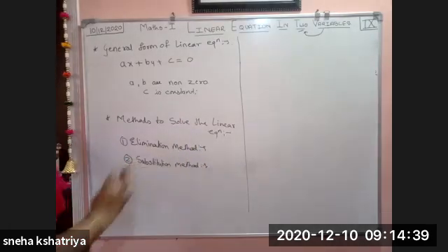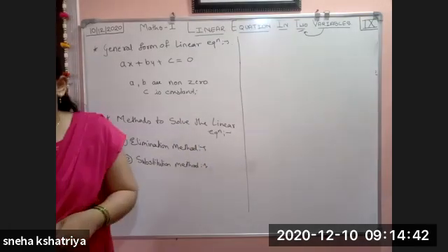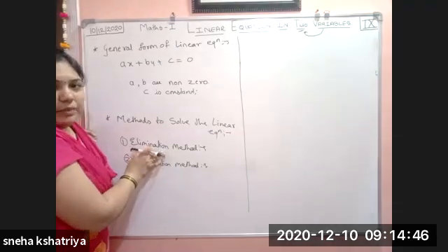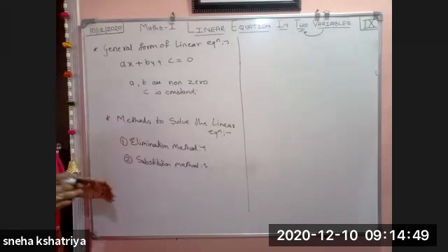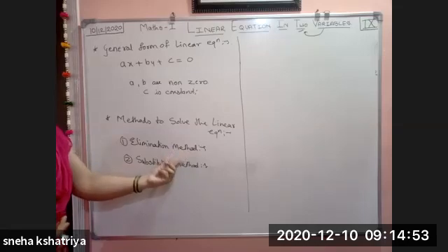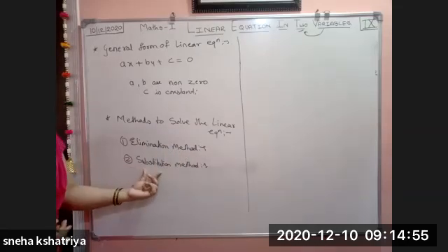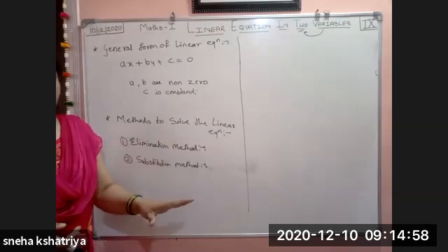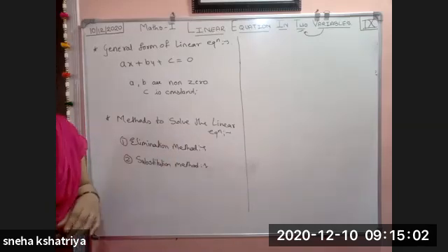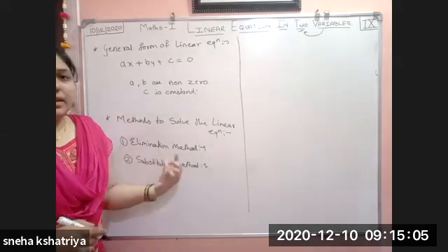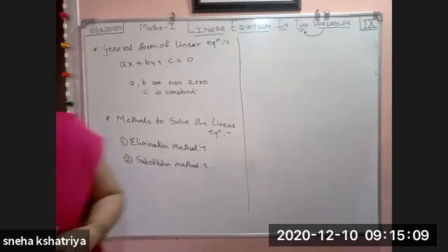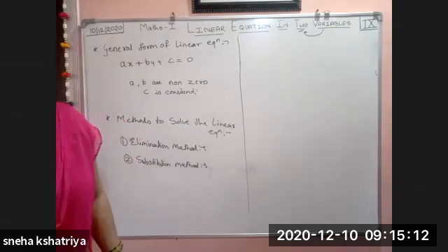So what is the elimination method and what is the substitution method? Elimination means what? In the name only we have given that: eliminate. We have to eliminate any one variable. Therefore, we get the second variable and we get the solution. And substitution method means what? You have to substitute the value. Any one variable's value you have to find out and substitute in the second. So directly we cannot say, we will take an example.